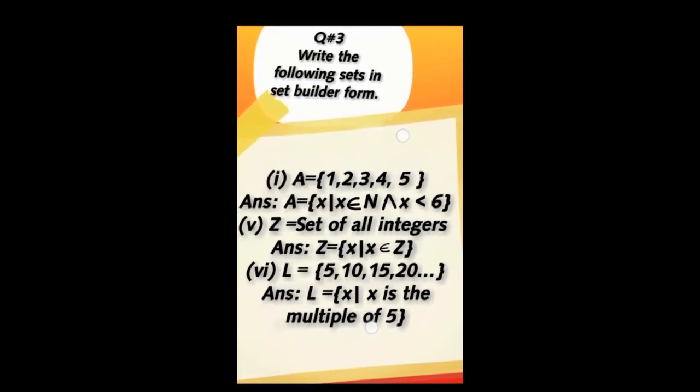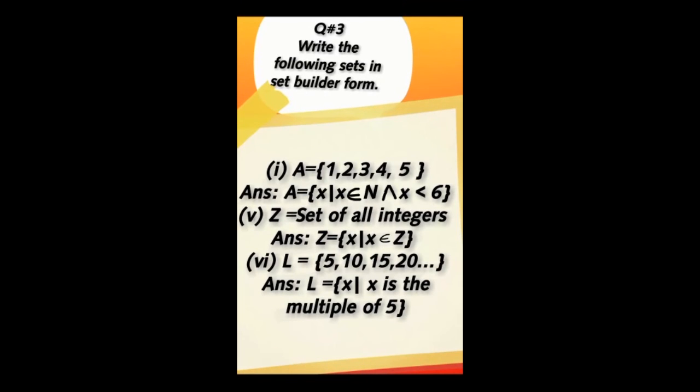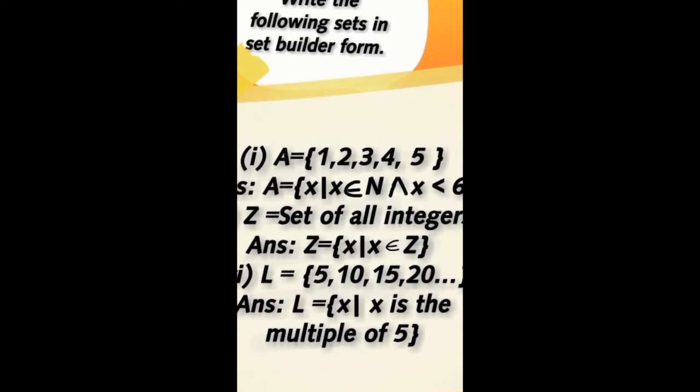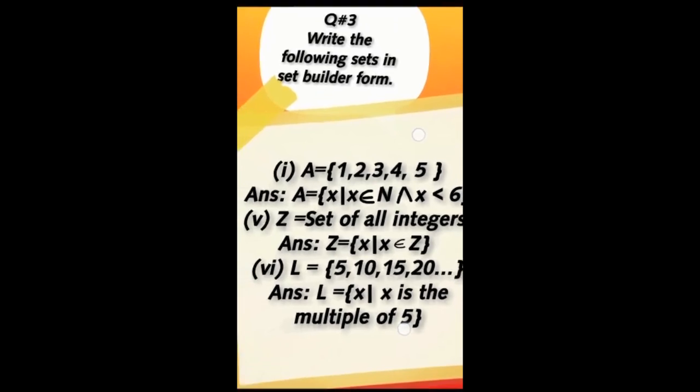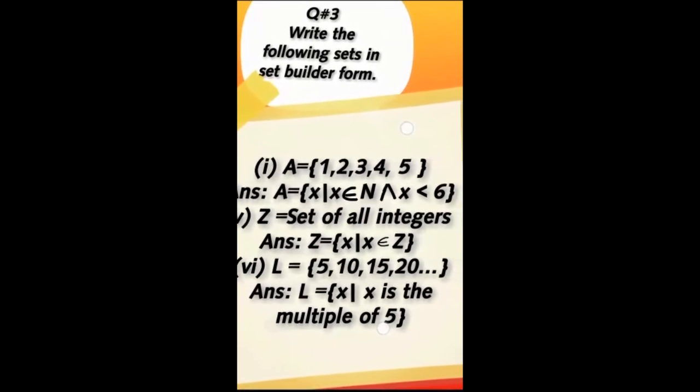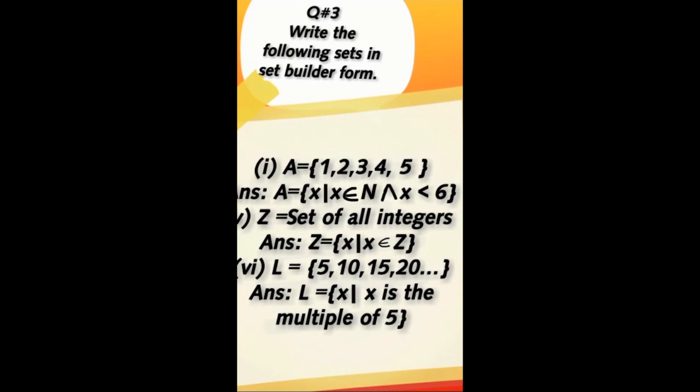Second part of the question is set of all integers. Very simple. Z equals x such that x are the integers. Now sixth part of the question is L equals 5, 10, 15, 20 and so on. Dear students, these are the numbers which are multiples of 5. So its set builder form is L equals x such that x is a multiple of 5.